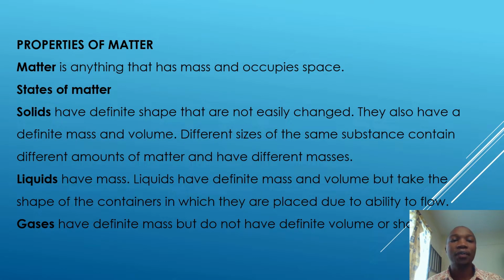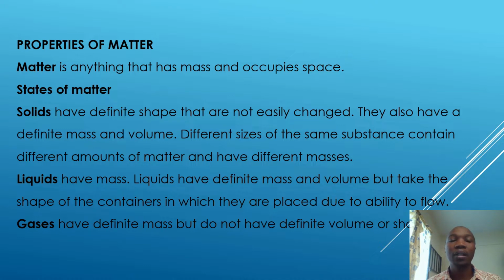We have the properties of matter, and we are supposed to define matter, which is anything that has mass and occupies space. We have the states of matter, which are the solids, liquids, and gases. Solids have definite shape that is not easily changed, and they also have a definite mass and volume. Different sizes of the same substance contain different amounts of matter and have different masses.